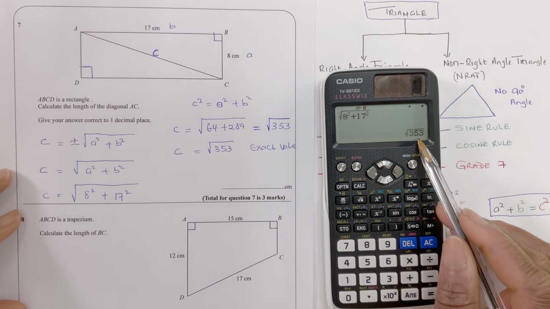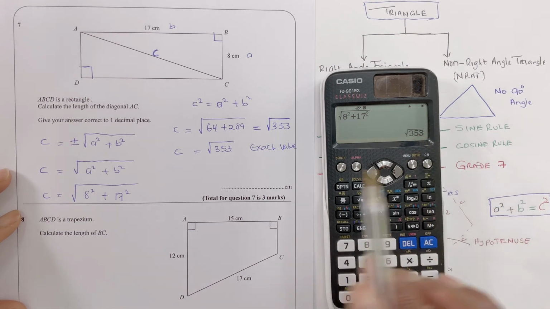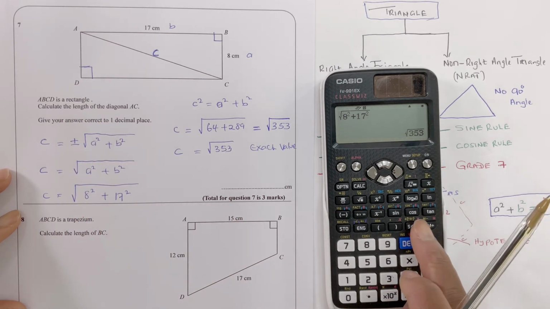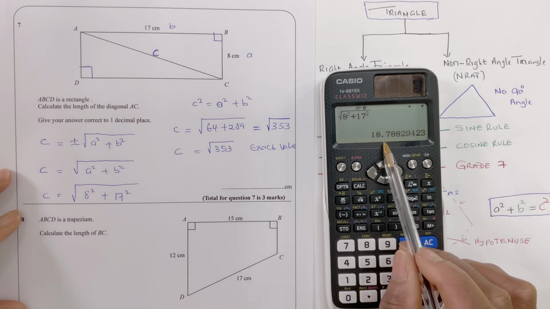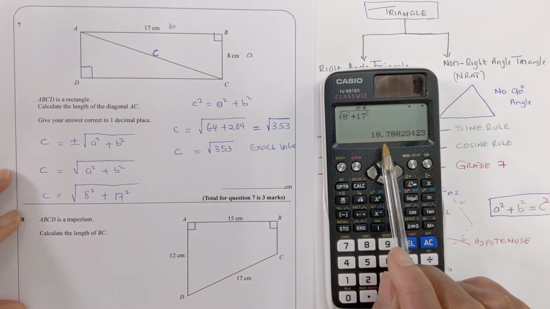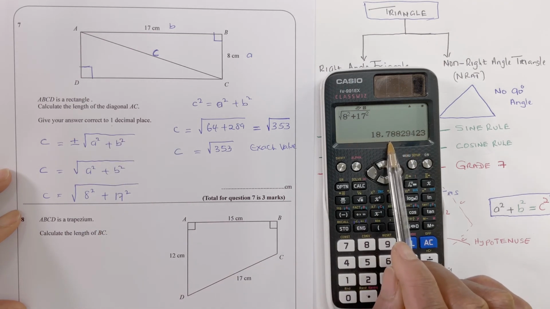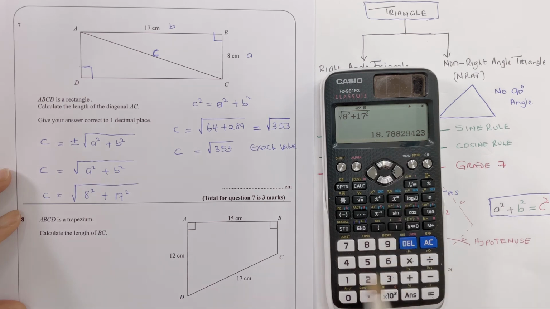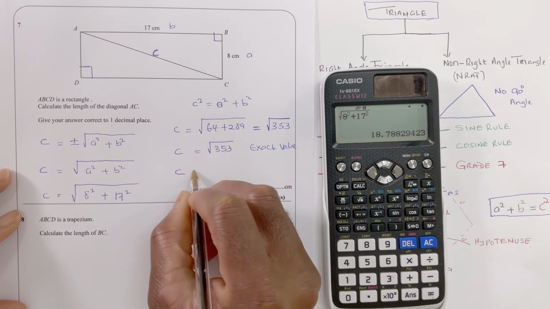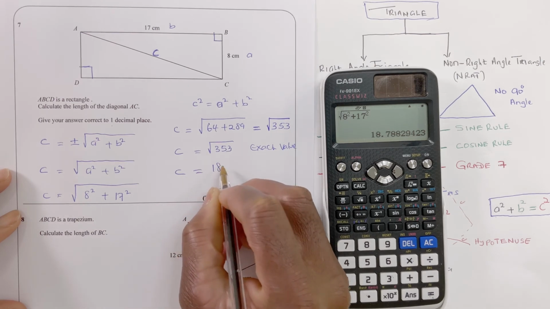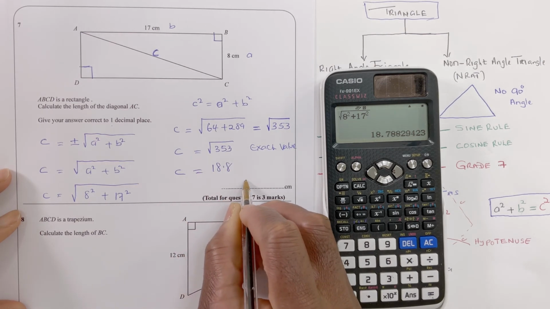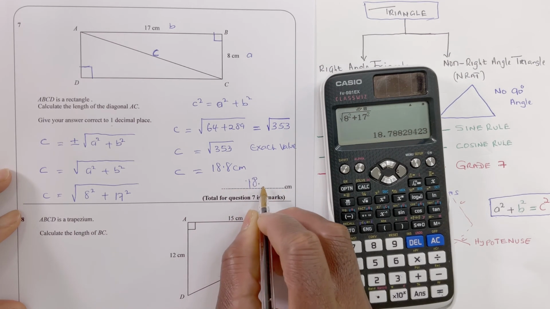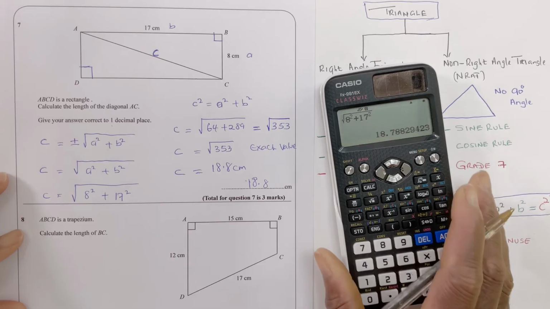And this is the exact value, but you don't want the exact value because it tells you to find it to one decimal place. So you have to press standard to decimal, 1 decimal place. This is the first decimal place, which is 7, and 8 is the next value, so you have to round it up. So that will be C equals 18.8. So you can put centimeters, so it's 18.8. So that's your answer.